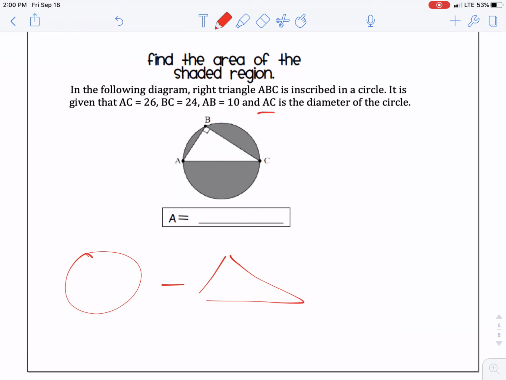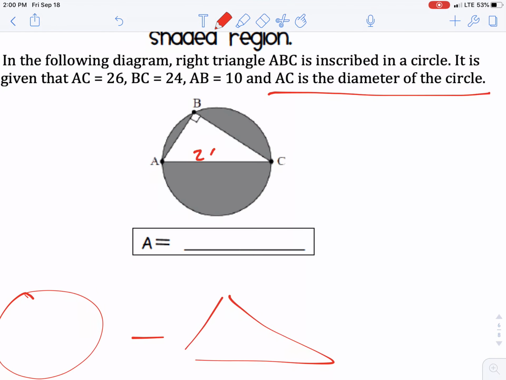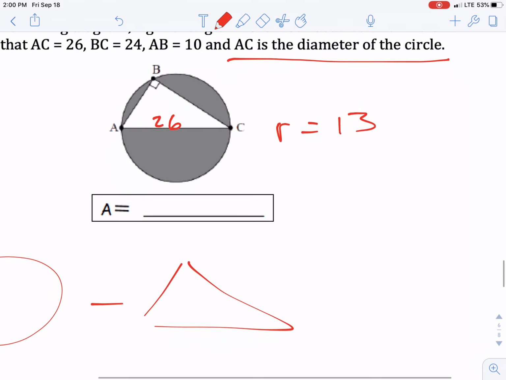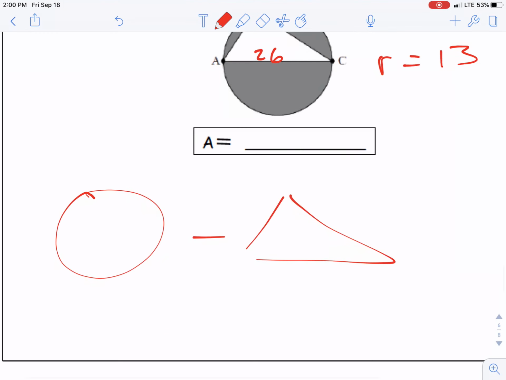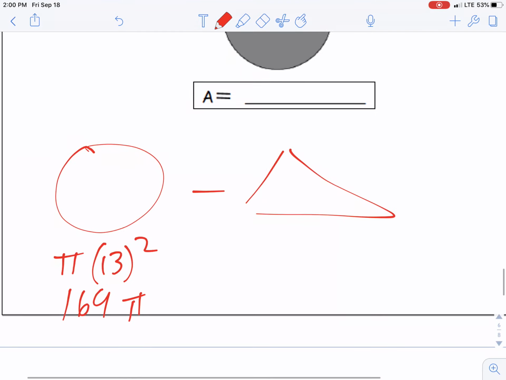Well, it does say here AC is the diameter. I know what this is, that's 26, so the radius is 13. So the area of the circle is going to be pi times 13 squared, or 169 pi.